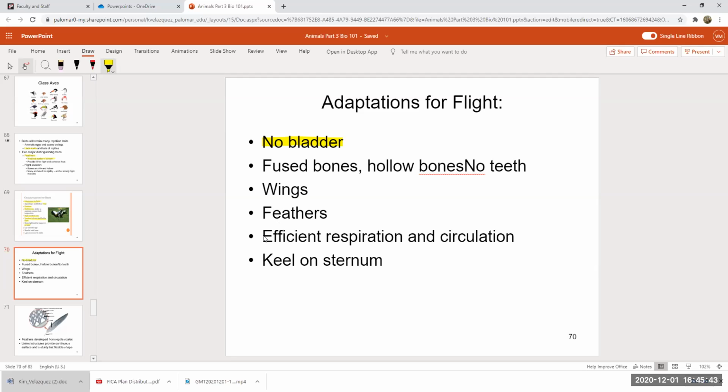They have really efficient respiration and circulation, and I won't go into the details of that, but just know it's highly efficient, including the fact that they have air sacs in their bones. And they have a keel, just like a boat keel, on their sternum. And this is where those really strong flight muscles attach. When you eat a chicken breast, you are eating the flight muscles of that bird, even though they don't fly anymore. But if you really dissected out that chicken, you would see that sternum has a keel on it for increased surface area for attachment of flight muscles.